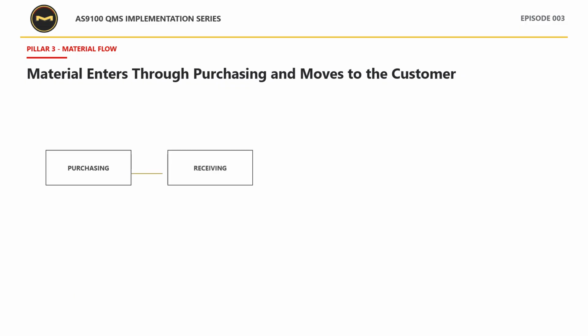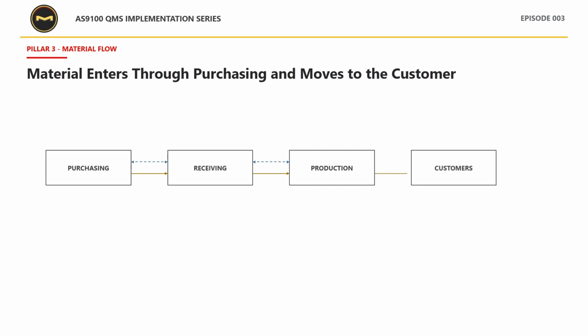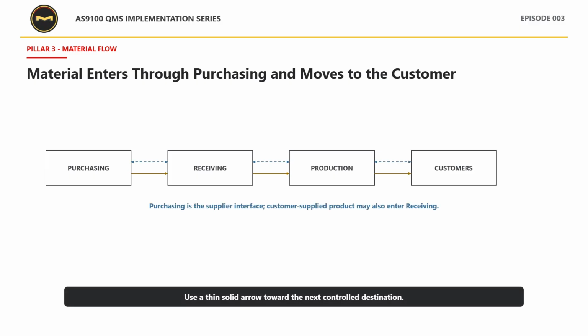Material flow begins at purchasing, the supplier interface. It moves to receiving, then production, and finally the customer. Each move uses a thin solid arrow and carries its required informational control. We will build the complete route including storage, inspection, and shipping after the informational network is finished.